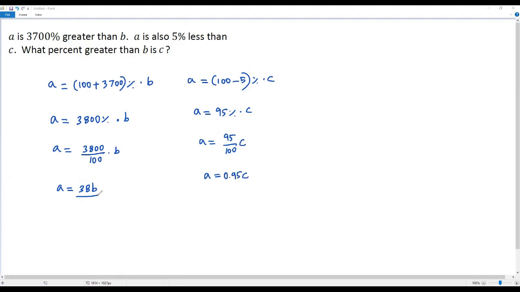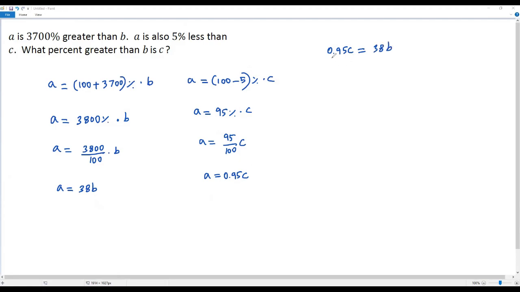Okay, here we got the value of A, that is 38B. And here also we got a value for the same A, that is 0.95 times C. So 38B and 0.95C, both of them are values of A. Since both of them are values of A, we can equate these two stuff. Then we get 0.95 times C equals to 38B.